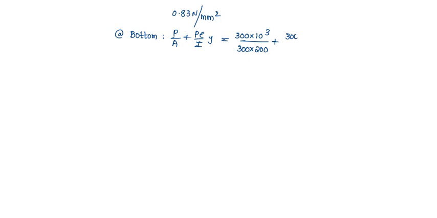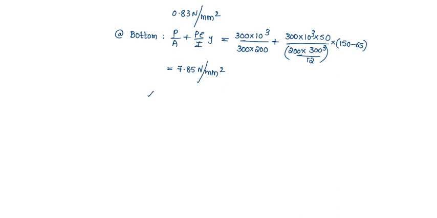0.83 Newton per mm square, whereas at the level of bottom wires it will be equal to P by A plus PE by I into Y, so that is equal to 300 into 10 power 3 by area is 300 by 200, plus P is 300 into 10 power 3 into eccentricity is 50 mm by I is B, that is 200 into D 300 cube by 12, into Y, the distance from neutral axis to bottom fibers, that is 150 minus 65. So this value will be equal to 7.85 Newton per mm square.